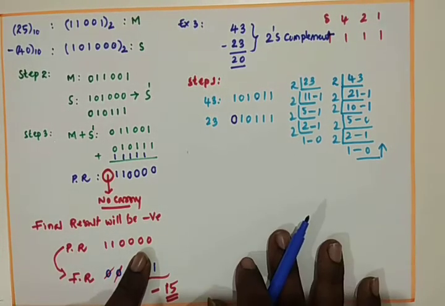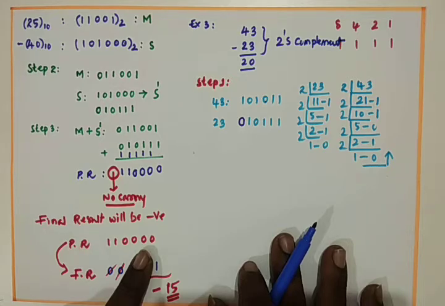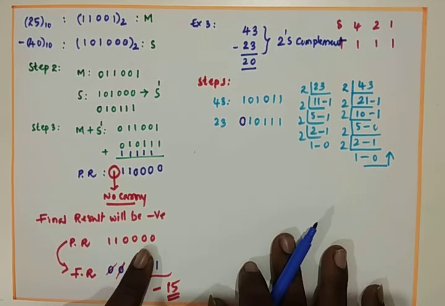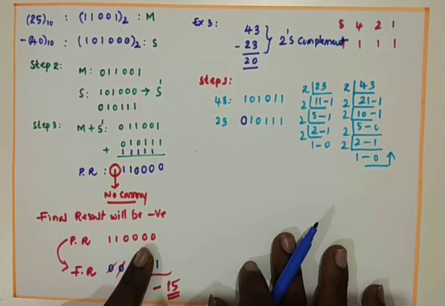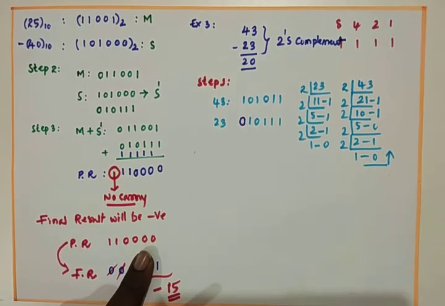First step is completed. In step 1 we have to convert the given data into the binary form, and we should make sure that the minuend and the subtrahend must have an equal number of digits. By adding zeros at the left side, we have to make the number of digits in the minuend and the subtrahend equal. That is step 1.